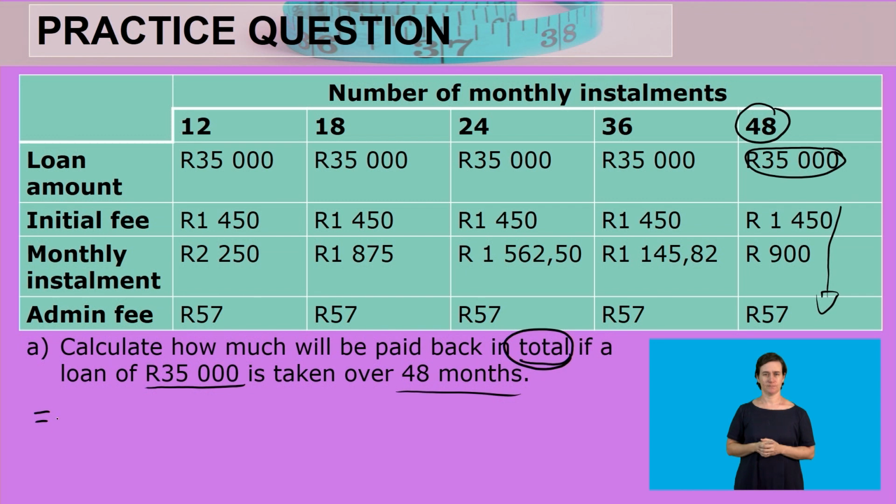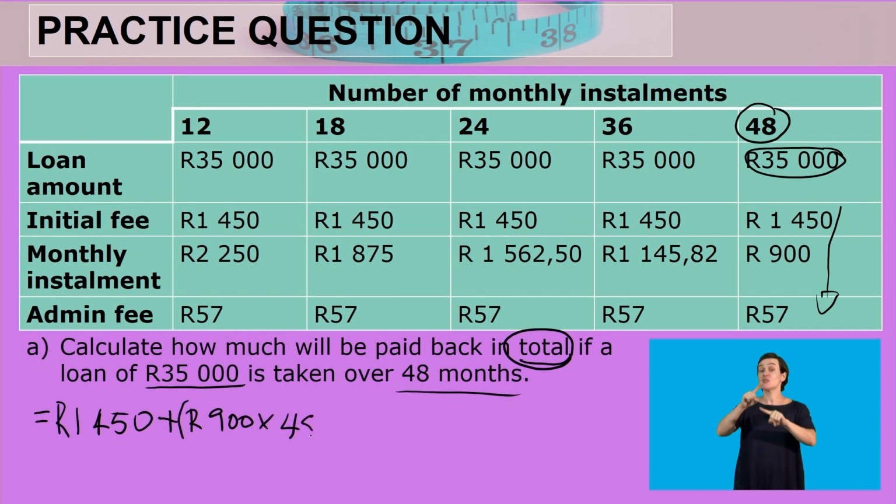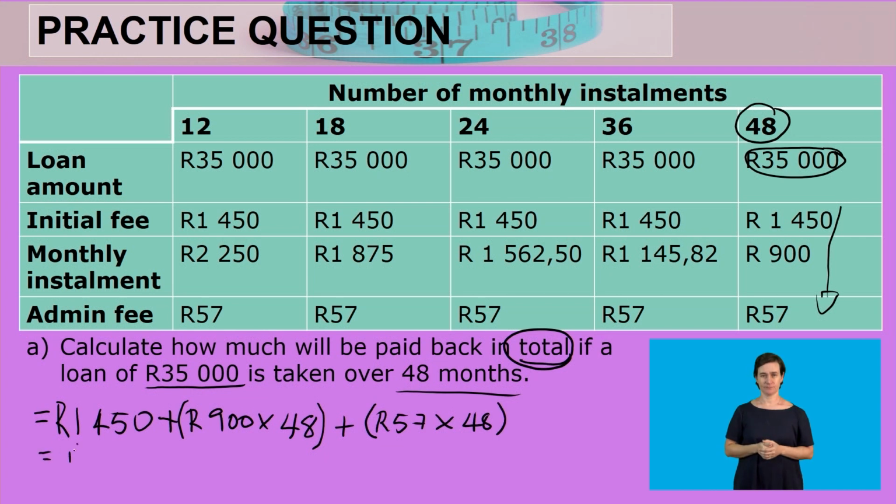So firstly, there will be an initial fee of 1,450 that will be paid, and there's a monthly installment of 900, and this 900 will be paid on a monthly basis for 48 months. And we also have an admin fee that has to be paid, which is 57 rand. For how long? Also for 48 months.